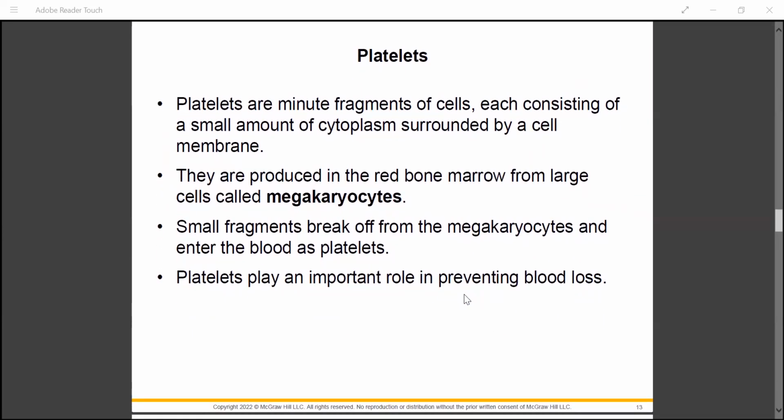All right, moving on to platelets. When you think of platelets, you want to think of blood clotting. So they have a really important role in preventing blood loss. We call them platelets because they are actually fragments of a giant cell known as a megakaryocyte. And so our megakaryocytes are giant cells, and these little pieces break off that become our platelets. And so these are produced in the red bone marrow, just like our red blood cells are.